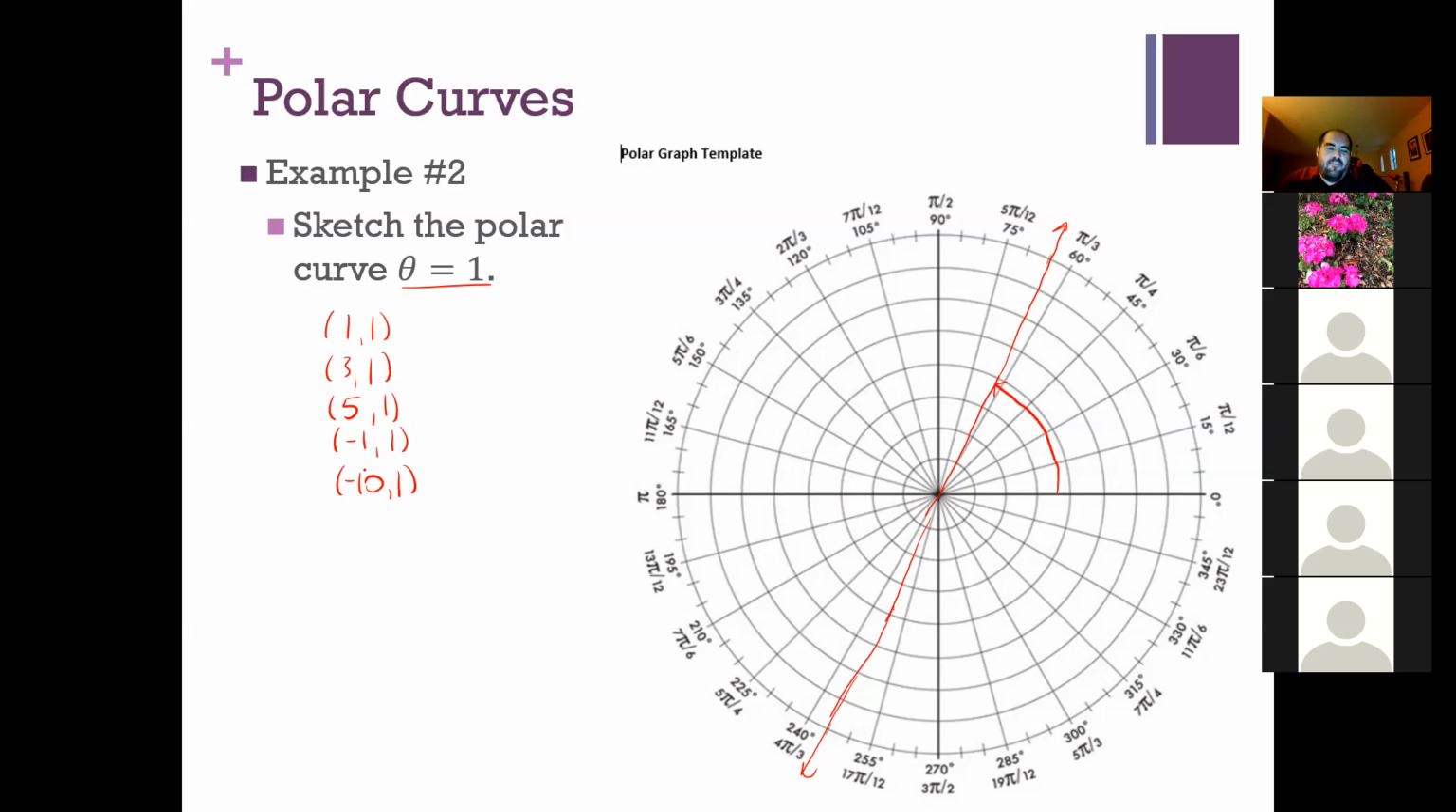So all these different r values have the same theta value corresponding to them, which means that if theta equals 1, then on that heading I can be any distance from the center, either on that heading or in the opposite heading. And that's how that graph is formed. So that's why it gives you that straight line that cuts through the center. Any questions there?